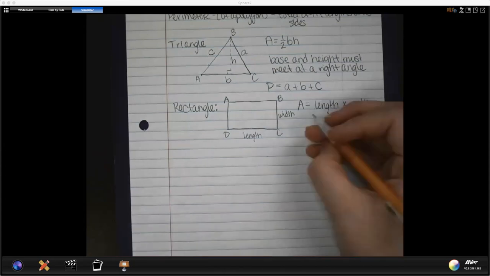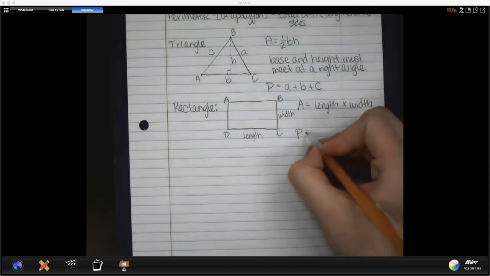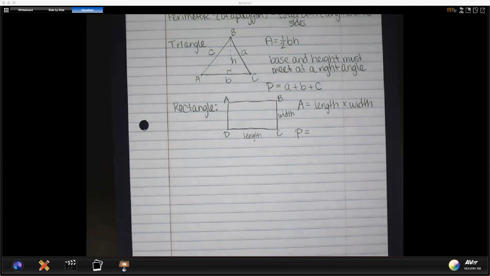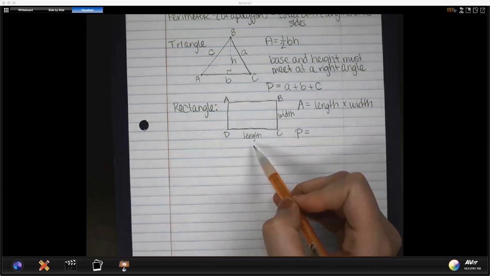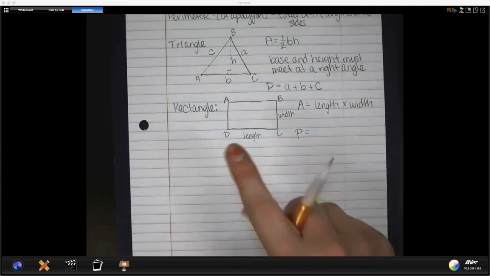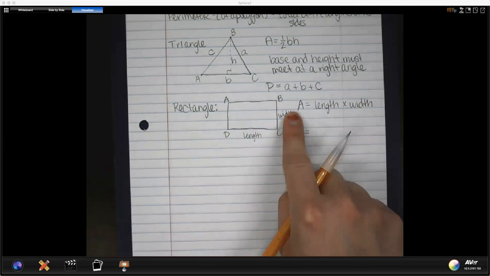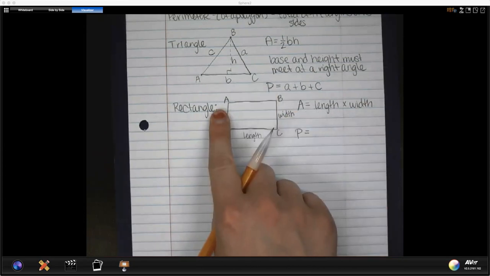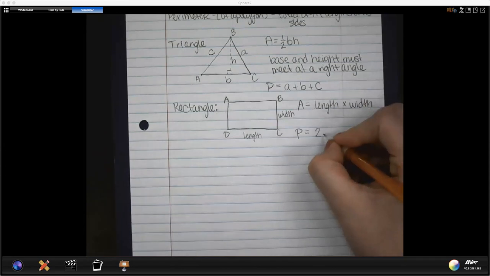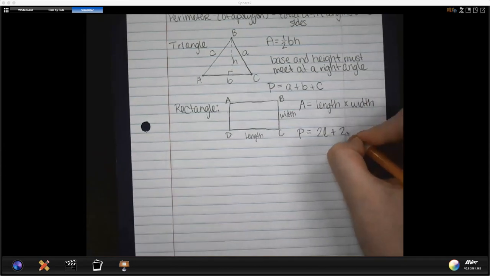Okay, and what about perimeter? We add up all the sides. Typically, we refer to them as length and width. So I would have a length and a width. What else would I have? I would also have another length and another width. So I could simplify that by saying 2 length plus 2 width.